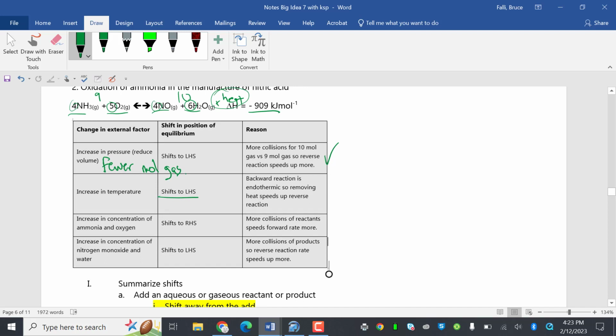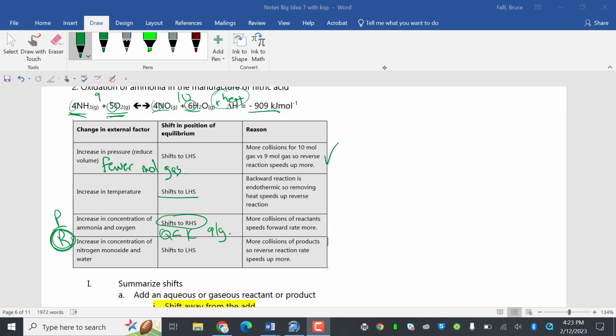Increase the concentration of ammonia and oxygen. Ammonia and oxygen are reactants, so products over reactants. If this gets bigger, Q gets smaller, so Q is less than K, shifts to the right-hand side algebraically.